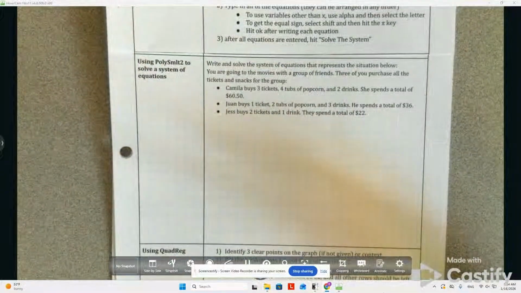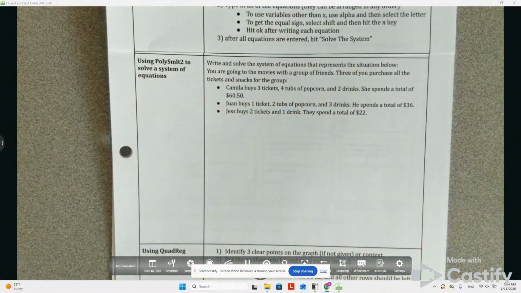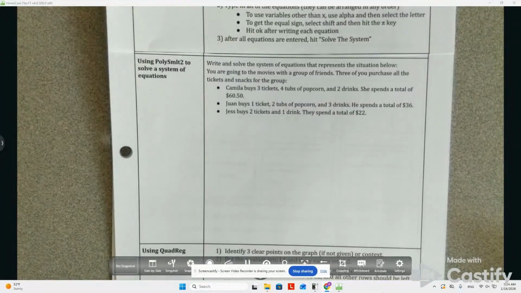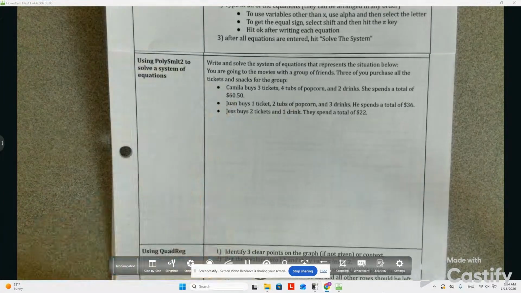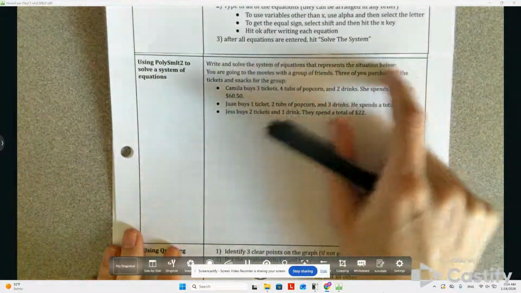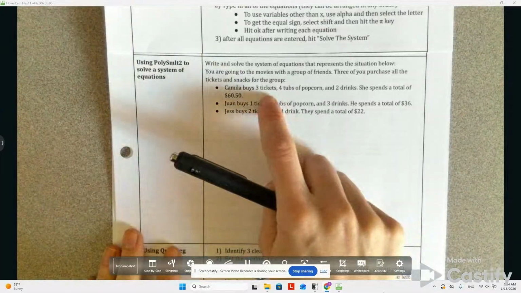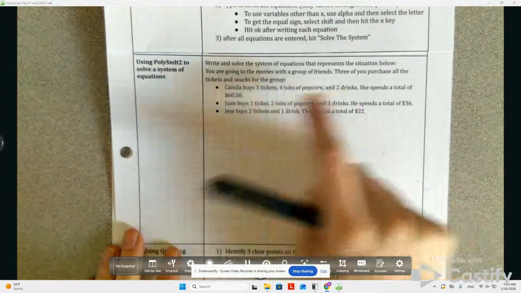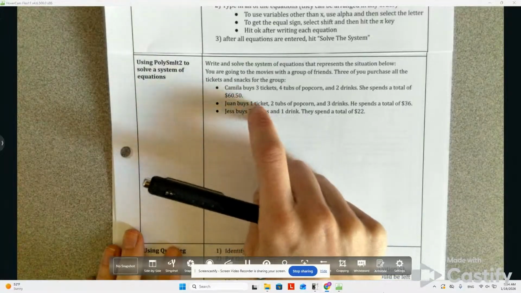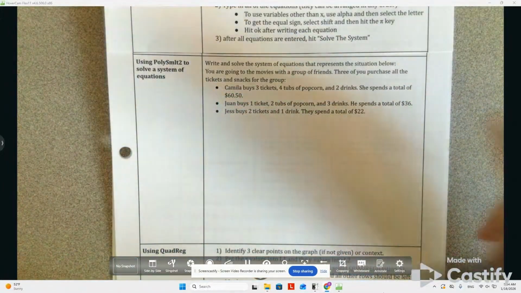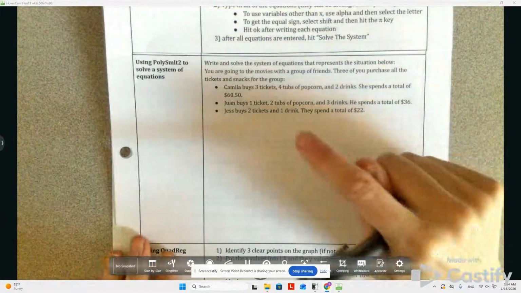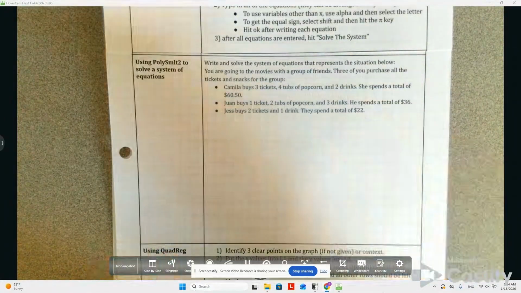Okay, here we are going to write and solve the system of equations that represents this situation. So we are going to the movies with a group of friends. Three of you purchase all the snacks and tickets. Camila buys 3 tickets, 4 tubs of popcorn, 2 drinks, and spends this much. Juan buys 1 ticket, 2 popcorns, 3 drinks. Got the total. And Jess buys 2 tickets and a drink, and they spend 22.